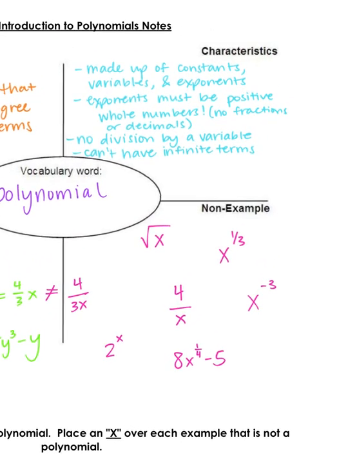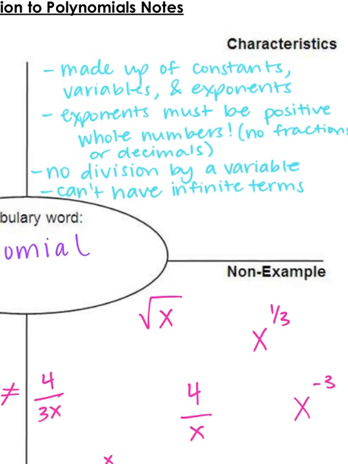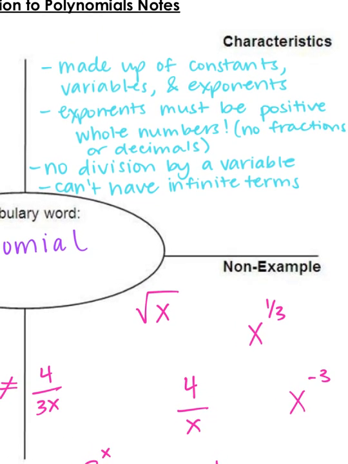I'm going to zoom in on the characteristics that make something a polynomial. Polynomials are always made up of constants, variables, and exponents. It could be one, it could be both, it could be all three, any combination. Your exponents must be positive whole numbers, so no fractions, no decimals, no negatives, and no imaginary. Actually, I should have put that in there.